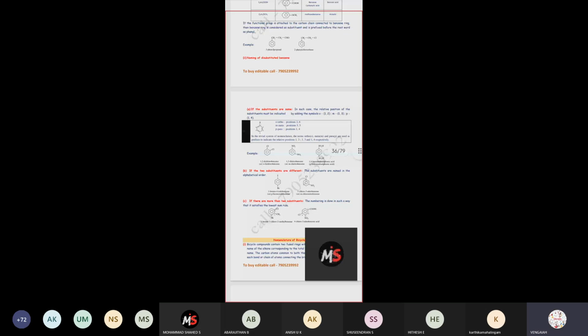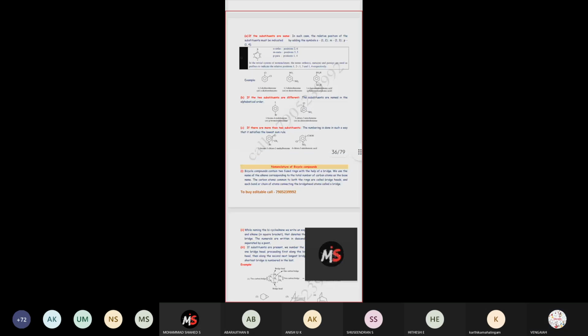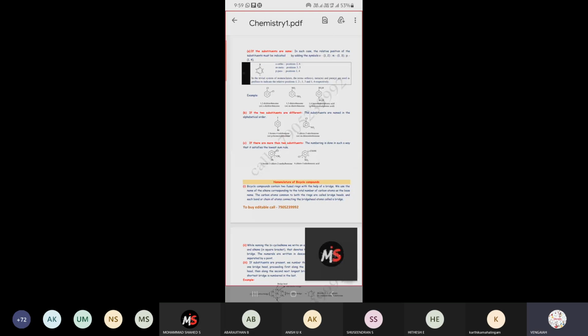Bicyclic compounds contain two fused rings joined with the help of a bridge. We use the name of the alkane corresponding to the total number of carbon atoms as the base name. The carbon atoms common to both rings are called bridgehead atoms, and each bond or chain of atoms connecting them is called a bridge.